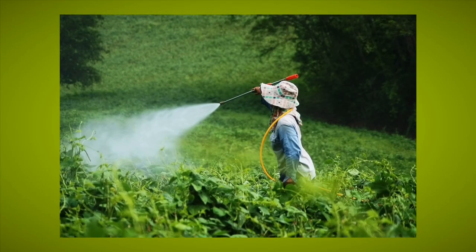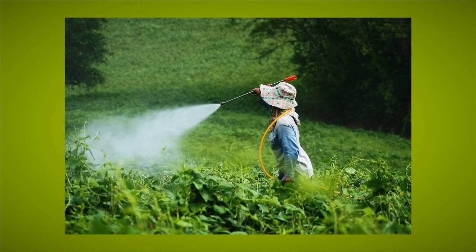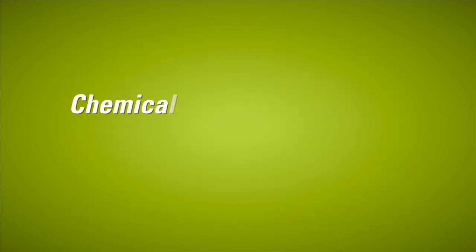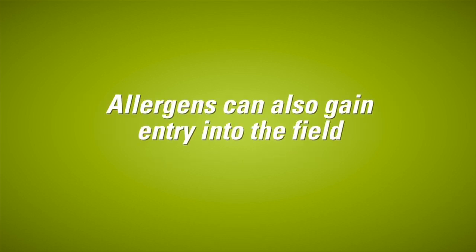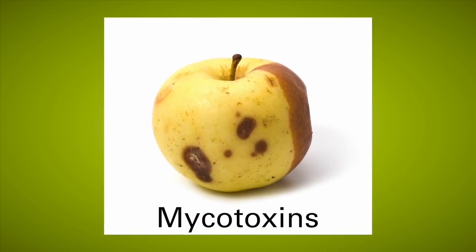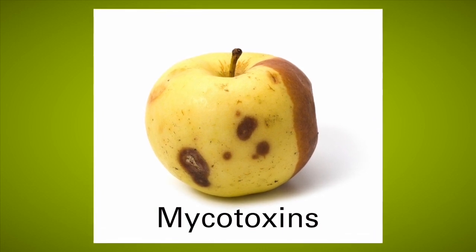In addition to biological hazards, there are many chemical hazards that can arise in the pre-harvest section of produce production. Some common chemicals used, such as pesticides, herbicides, or sanitizers, can result in illness. Other potential chemicals that can contribute to illness are allergens that can gain entry into the field. Lastly, there is a chemical concern for natural toxins such as mycotoxins. Mycotoxins are found in rotting apples and contribute to illness once ingested.